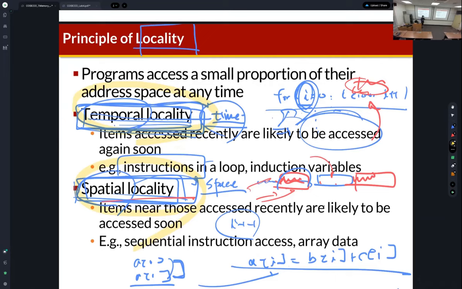And then I already explained that programs exhibit two kinds of data locality, the temporal locality and the spatial locality. So you need to also remember the definition of locality. This is a very important property, or very important characteristic of our applications. Okay?